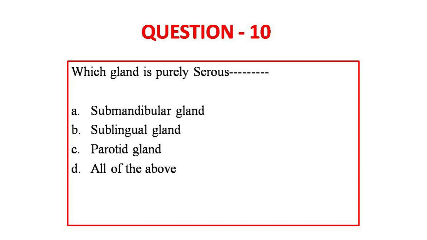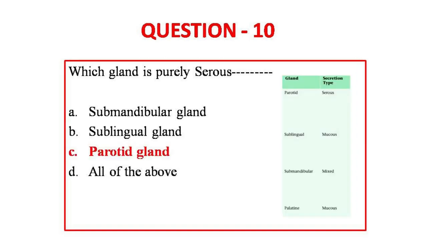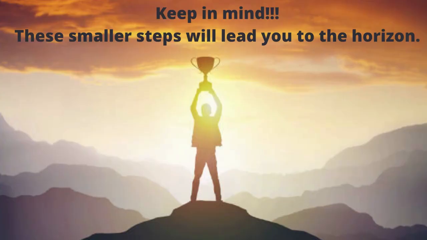So moving on to question 10, which gland is purely serous? They've given us 4 options: the submandibular gland, sublingual gland, parotid gland, and all of the above. Keep this in mind, it's very easy, and I think you all should be familiar with the answer. The answer is the parotid gland. You can just see the tabulation. All the other glands are mucous and mixed. The sublingual is mucous, submandibular is mixed, palatine is mucous. Only the parotid is serous. So the answer is parotid.